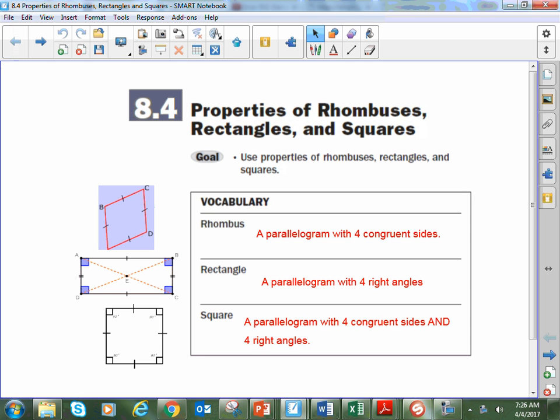We're going to be looking at some special types of parallelograms today. A rhombus, a rectangle, and a square. Now, there's a good chance that you already have some idea of what these things are. If I asked you to identify what's a rhombus, a rectangle, and a square just visually, probably you could do it. But we do have some special characteristics that we need to take a look at concerning these three shapes. So let's go ahead and get into it.